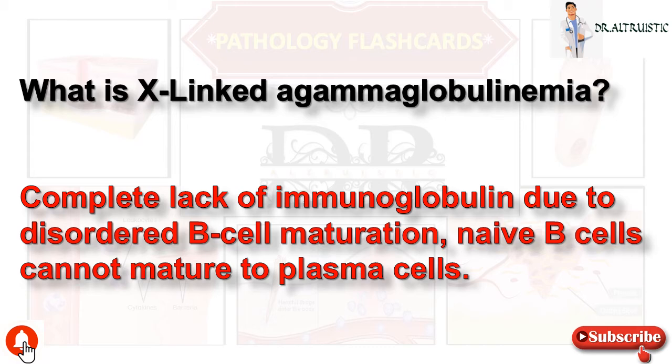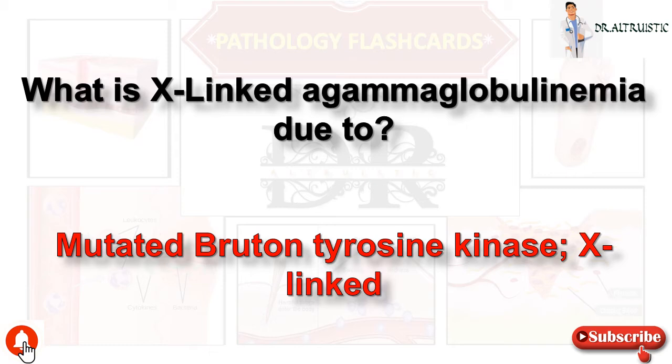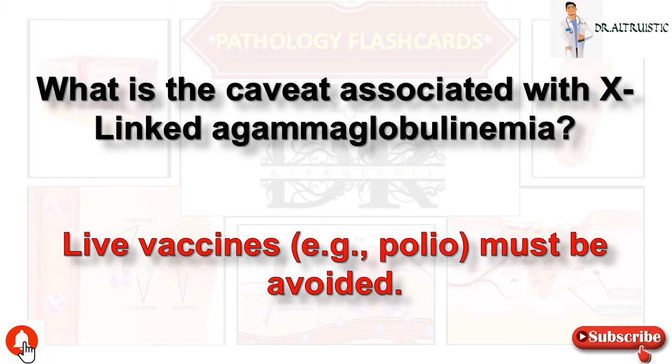What is X-linked agammaglobulinemia? Complete lack of immunoglobulin due to disordered B-cell maturation. Naive B cells cannot mature to plasma cells. What is it due to? Mutated Bruton tyrosine kinase, X-linked. What is the caveat associated with X-linked agammaglobulinemia? Live vaccines, for example polio, must be avoided.